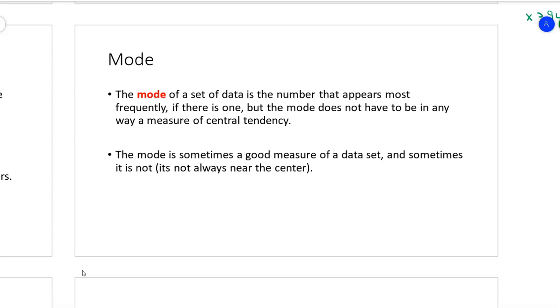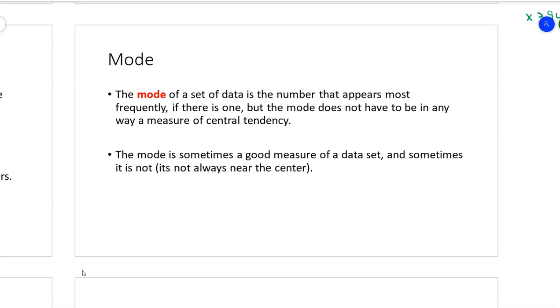The mode is sometimes a good measure of the data set, sometimes not. It's not always near the center. In other words, if you gave a test and 2 people got 100 and most of the rest of the class got B's and C's, the mode would be 100, even though the average might be a 78 or something like that. So sometimes the mode is helpful, sometimes the mode is not.